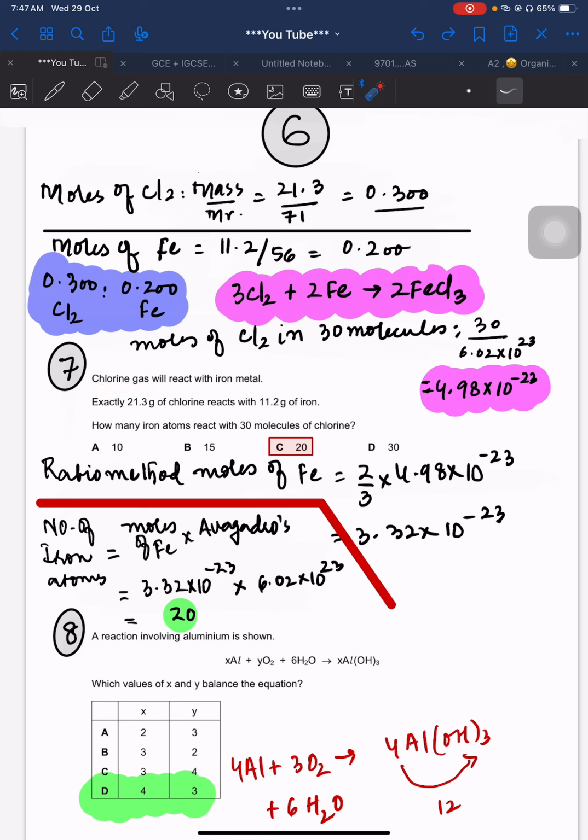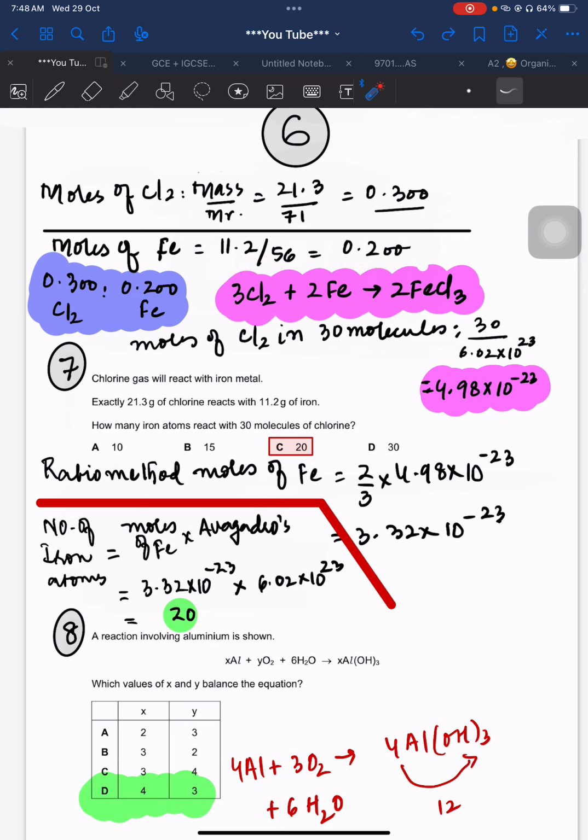Okay, done, and that is 0.30. Now we are going to calculate the moles of iron as well. Mass of iron is given, which is 11.2, and we are going to divide it by its Ar value, which is 56, as iron is not diatomic. We really don't know in a balanced chemical equation whether it is 2 or 3 or 5. So we have just calculated it, and that is 11.2 divided by 56, so that is 0.200.